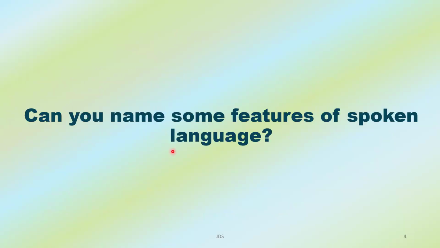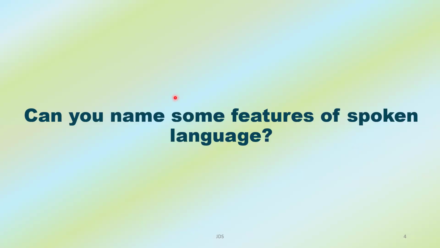Then you have the next important aspect related to spoken language. That is some features of spoken language. Think of any feature of spoken language. Now, spoken language and written language are two manifestations of a language. We don't speak the language the way we write, and we don't write the language the way we speak. There are differences between the spoken language and the written language.